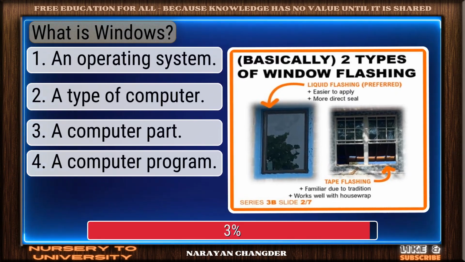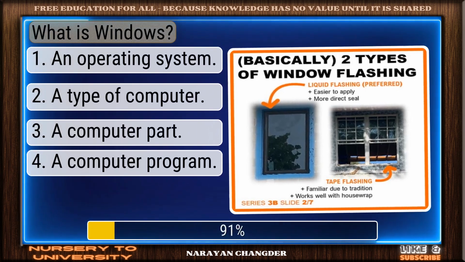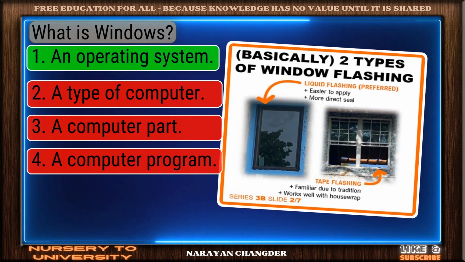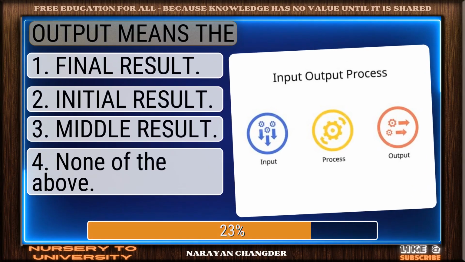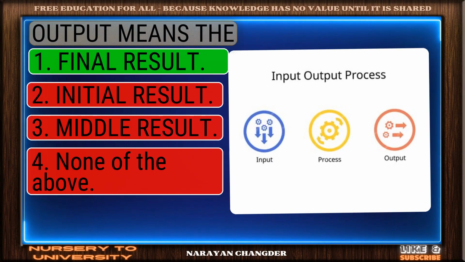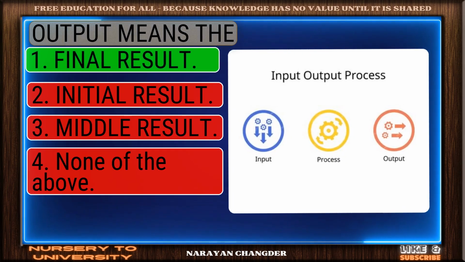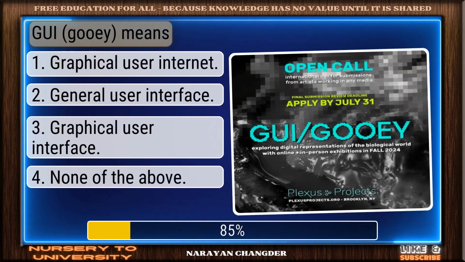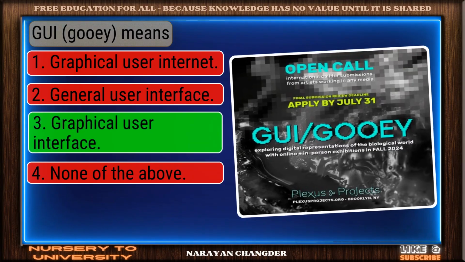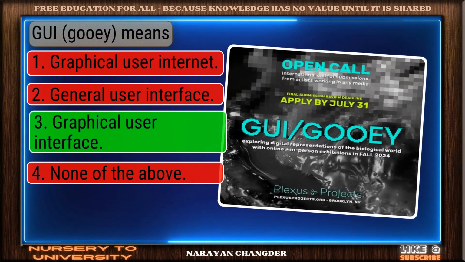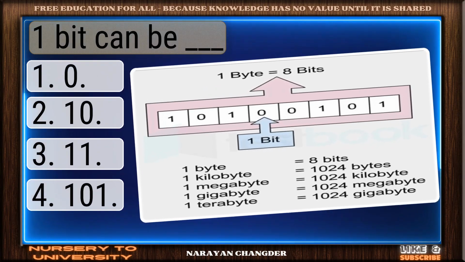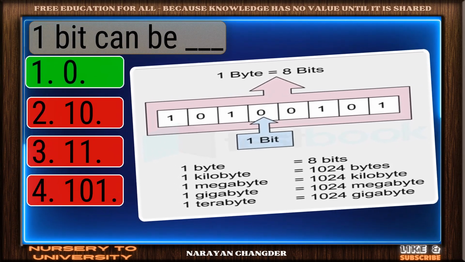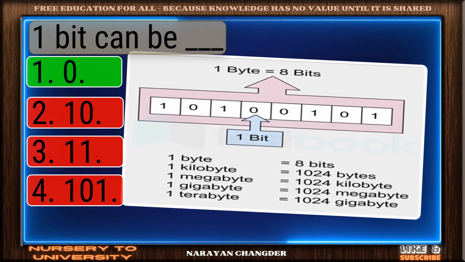What is Windows? Smart pick. An operating system is correct. Output means the? On track. Final result is correct. GUI means? Solid response. Graphical user interface is valid. 1 bit can be dash? Well picked. Zero is correct.